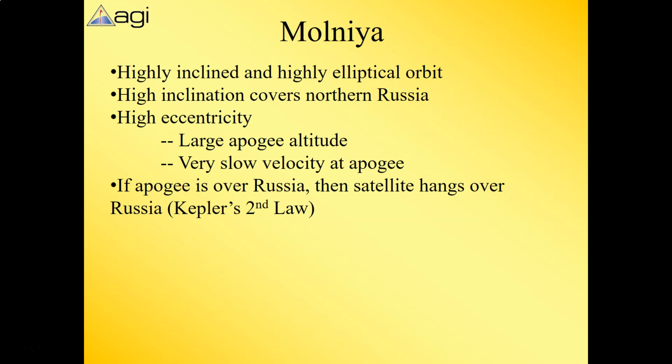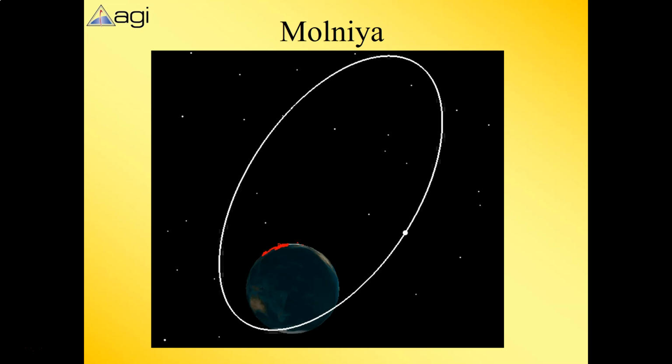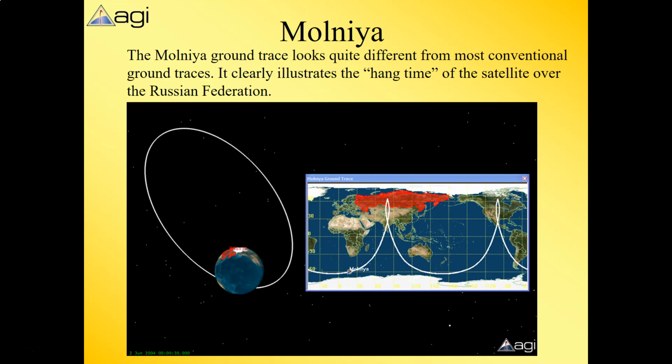That high eccentricity gives a large apogee altitude and a very slow velocity at apogee. If apogee is over Russia, then the satellite hangs over Russia. Kepler's second law. Here's the example of it again. Remember, it's going to be going slowest as it reaches that furthest point away. Once it goes past that point, it does start to pick up speed again, but it whips around so quick that it slows as it climbs. Remember that Molniya ground trace and how it looked.